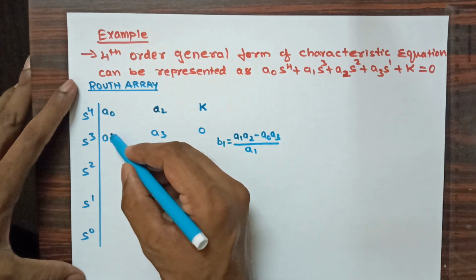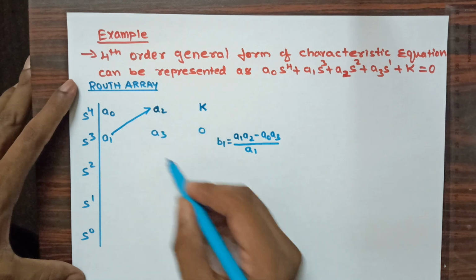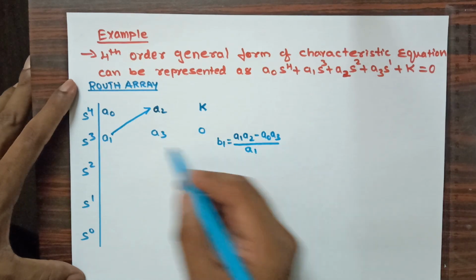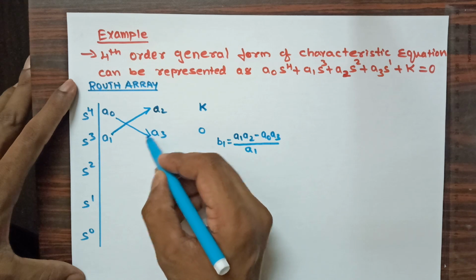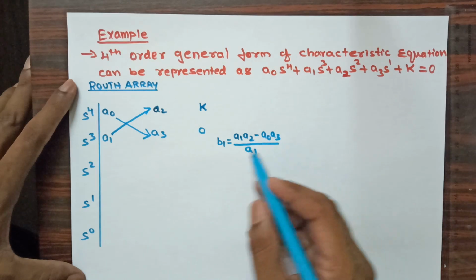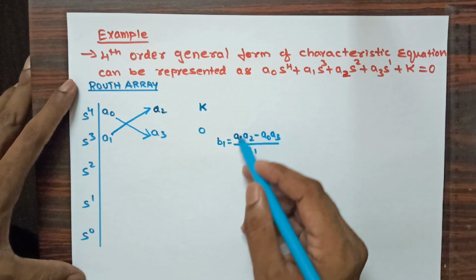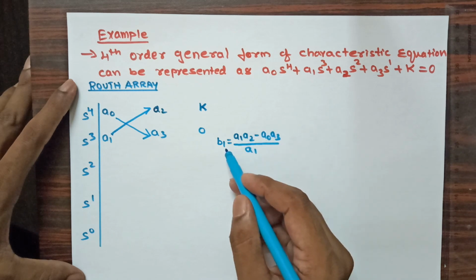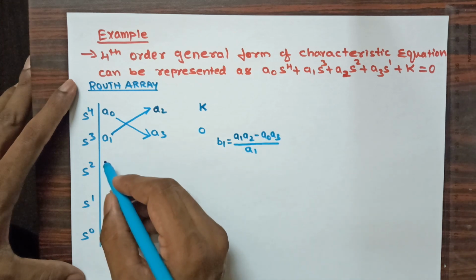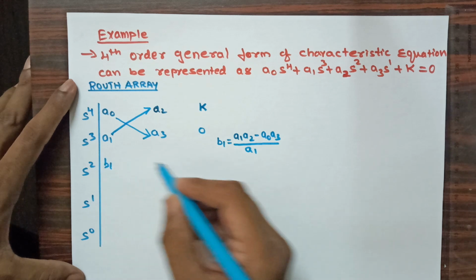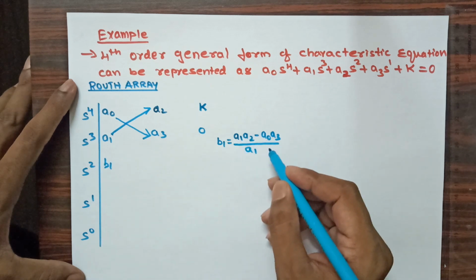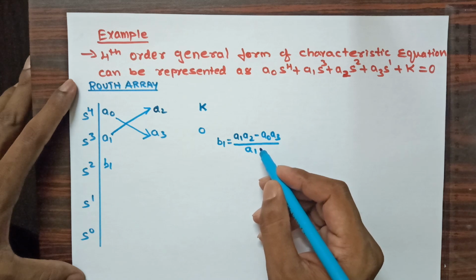We are going to multiply a1 into a2, a1 into a2 minus a0 into a3, whole divided by a1. This value I have equated to b1 and I am representing it here as b1. So in the numericals, whatever value we get, we are going to substitute that single value directly here.